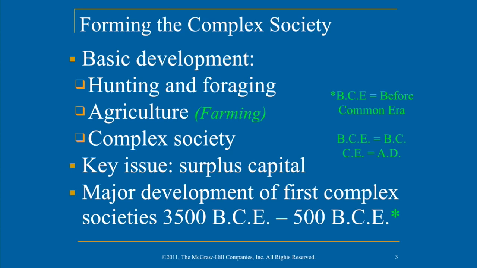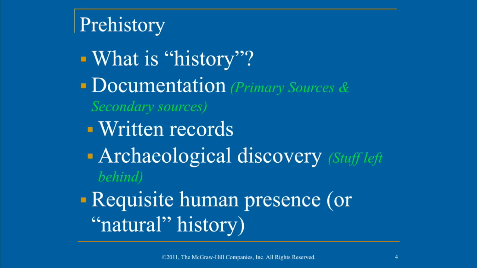The major development of the first complex societies start around 3500 BCE to about 500 BCE. Now, when we talk about prehistory, we're kind of looking at history before people started writing stuff down. So we have to think about, number one, what is history? History for historians often revolves around one very large contribution by human beings, which is documentation. Now, you're going to ask, how did people who were basically banging rocks together write things down? Well, they didn't.